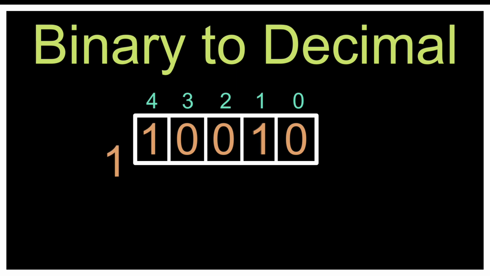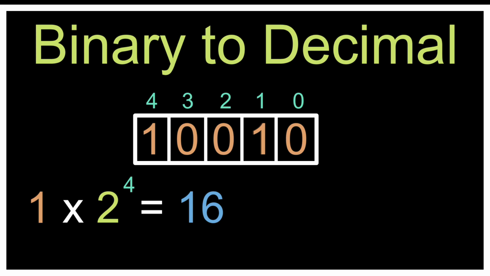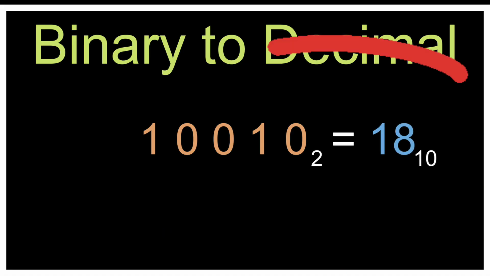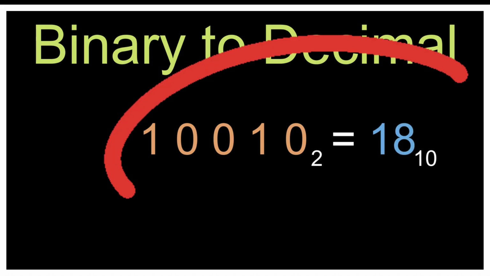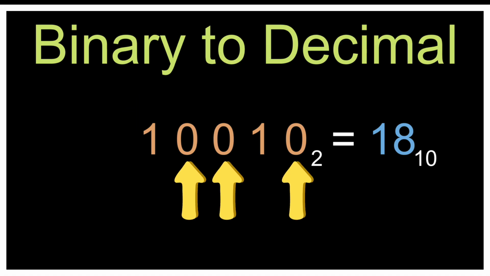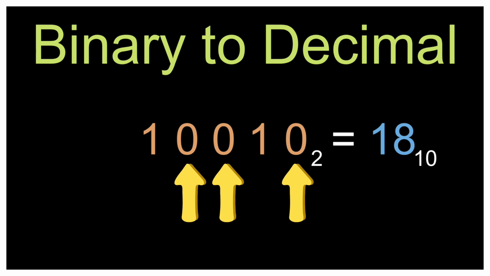Example: the binary number 1, 0, 0, 1, 0. The first 1 is in the 5th position. 1 times 2 to the power of 4 equals 16. The second one is in the 2nd position. 1 times 2 to the first power equals 2. Now, let's add them together. 16 plus 2 equals 18. So, 1, 0, 0, 1, 0 in binary equals 18 in decimal. And the zeros, they don't count because any number times 0 is 0.